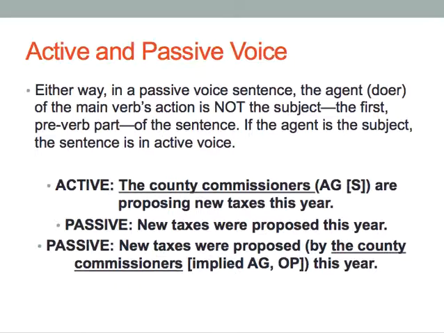But either way, in a passive voice sentence, the agent, the doer of the main verb's action, is not the subject. That's the first pre-verb part of the sentence. If the agent is the subject, if the agent is in the first pre-verb part of the sentence, then that sentence is in active voice. And here's an example. The county commissioners, that's our agent, our subject, are proposing, that's the main verb, new taxes this year. The new taxes is what they're proposing. If that sentence were flipped around to say new taxes were proposed this year, it's become passive. And again, we have an implied agent and object of a preposition there. New taxes were proposed, implied by the county commissioners, this year.